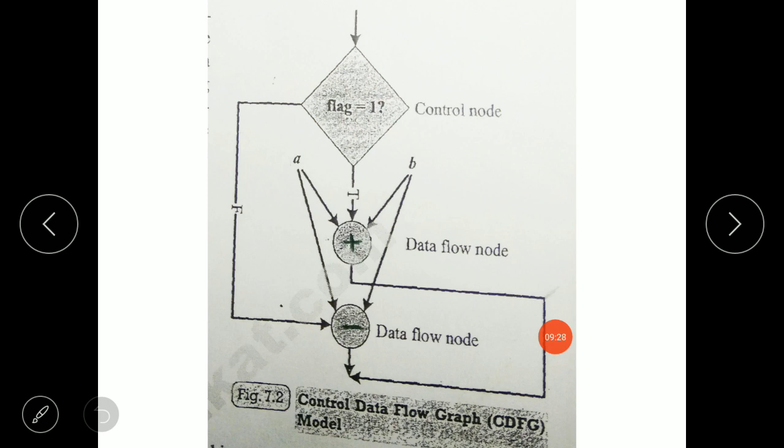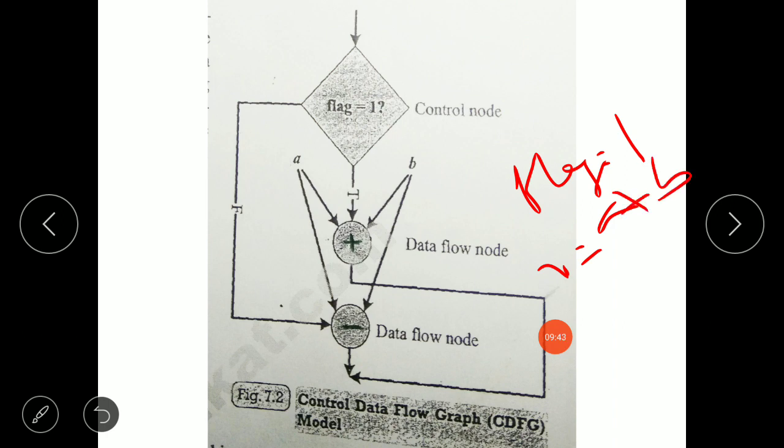So let's take an example: if flag is equal to 1, then x is equal to a plus b, else y is equal to a minus b. Flag is equal to 1 is the condition. How can we implement it using this control data flow graph model?